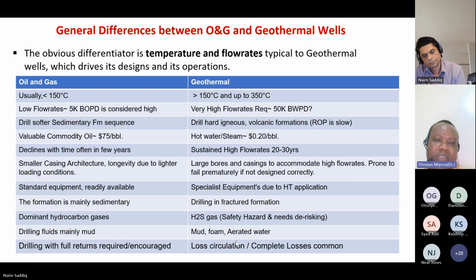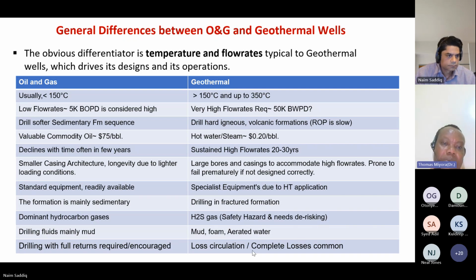We also have a difference in the formation type. In oil and gas, majorly it is sedimentary kind of formation, but in geothermal, it is volcanic rocks, which are very hard, highly fractured. And when it comes to drilling, sometimes it is difficult because you experience serious losses, and then sometimes downhole problems such as stuck pipe. So this calls for us to do thorough design, thorough optimization to ensure that we drill these wells in a safe and cost-effective manner.